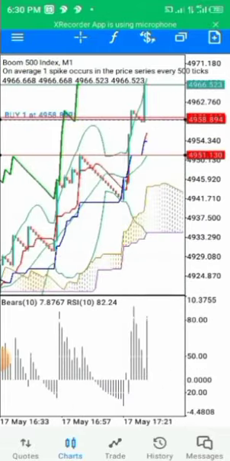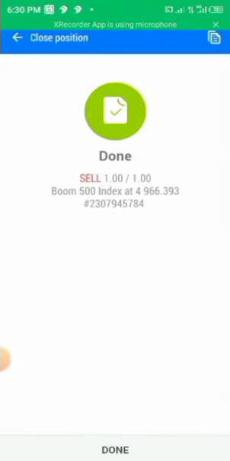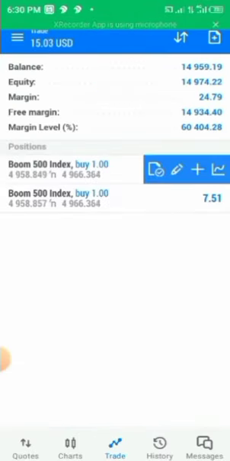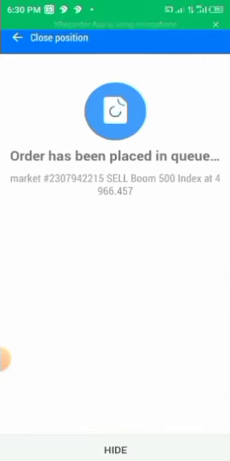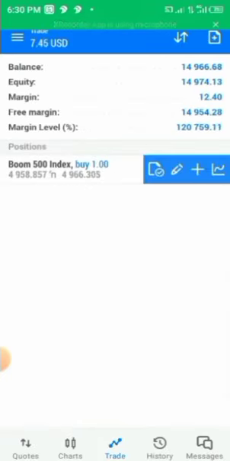Okay guys, we are still expecting more spikes, but I'm going to close the trade right now. In case you guys don't know how to do this, I'm going to show you how to do this. I'm going to close the trade now with interest. Okay, we just did that.